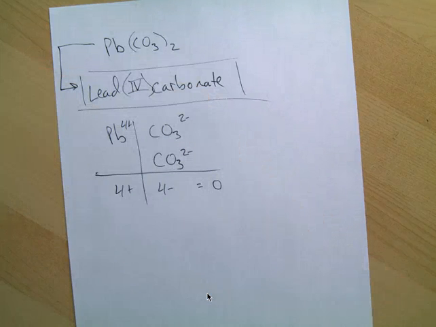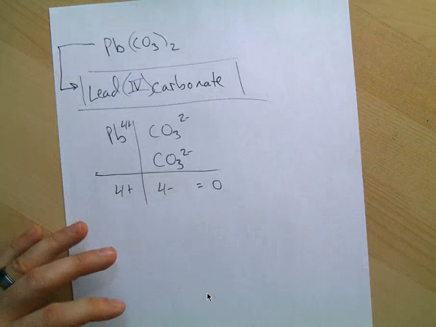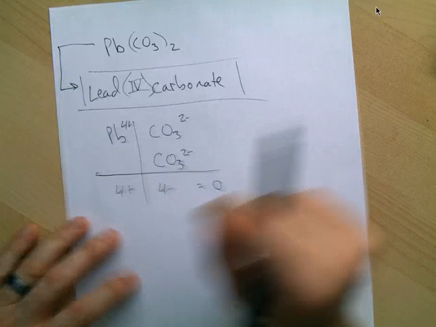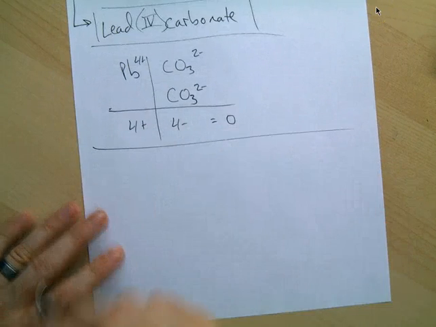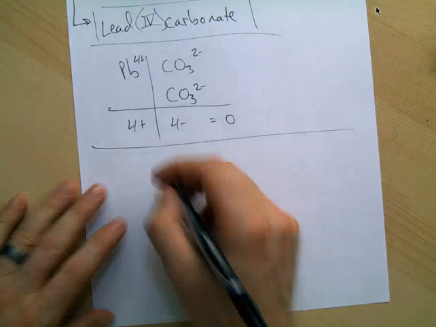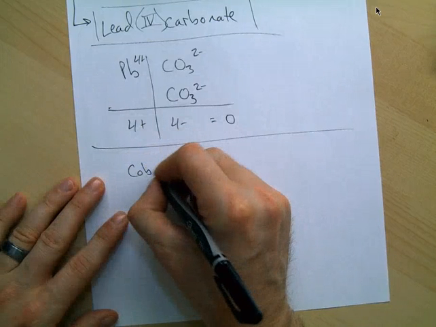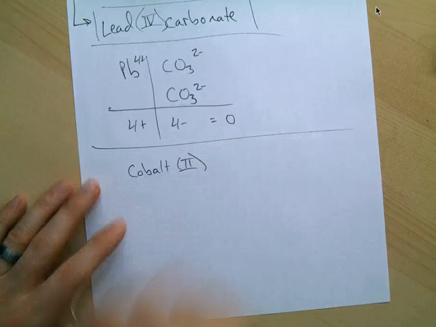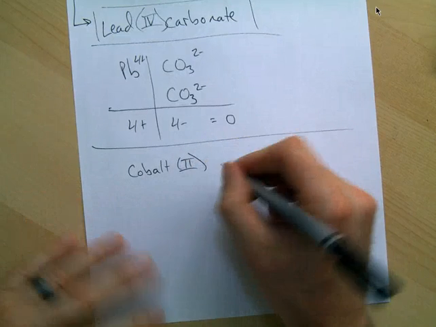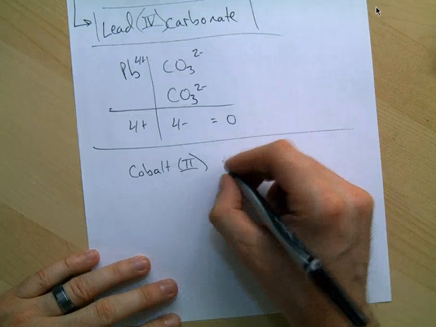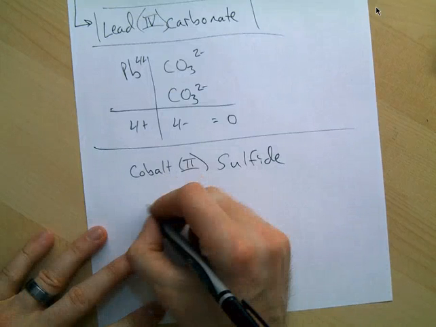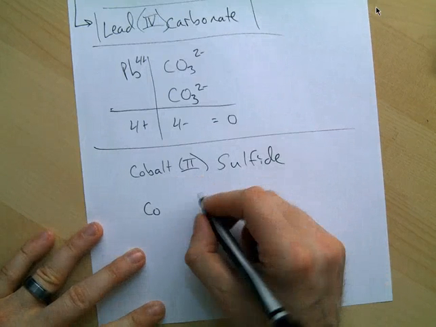Now, we've been practicing going from the formula to the name. Now we're going to go the other direction. Believe it or not, the other direction is actually a lot easier. So what we're going to do is look at a couple of different names and translate them into the formula. So let's take a look at the name cobalt 2 sulfide. Alright, cobalt is Co, sulfide is S.